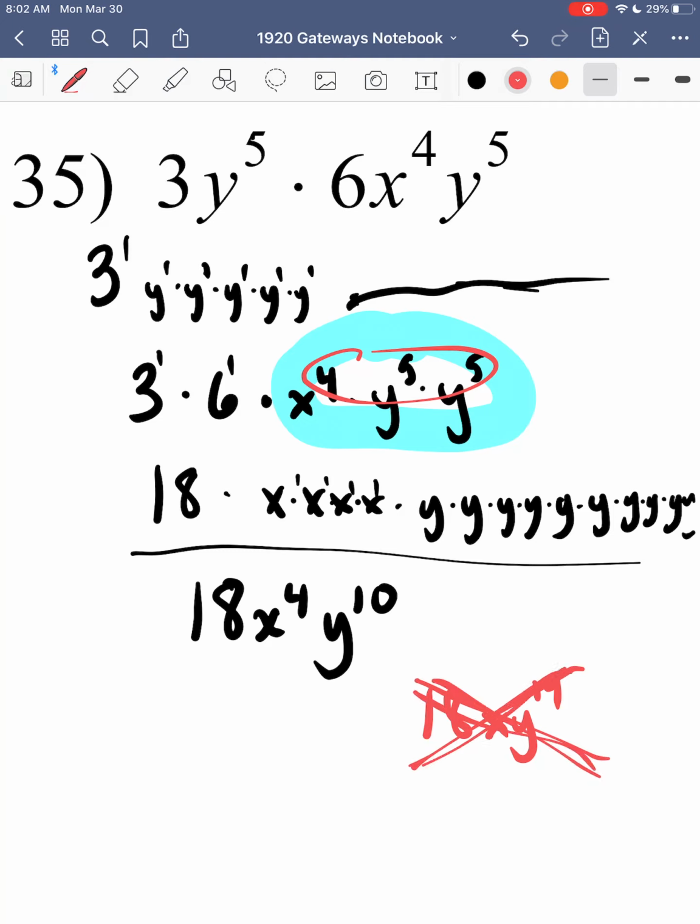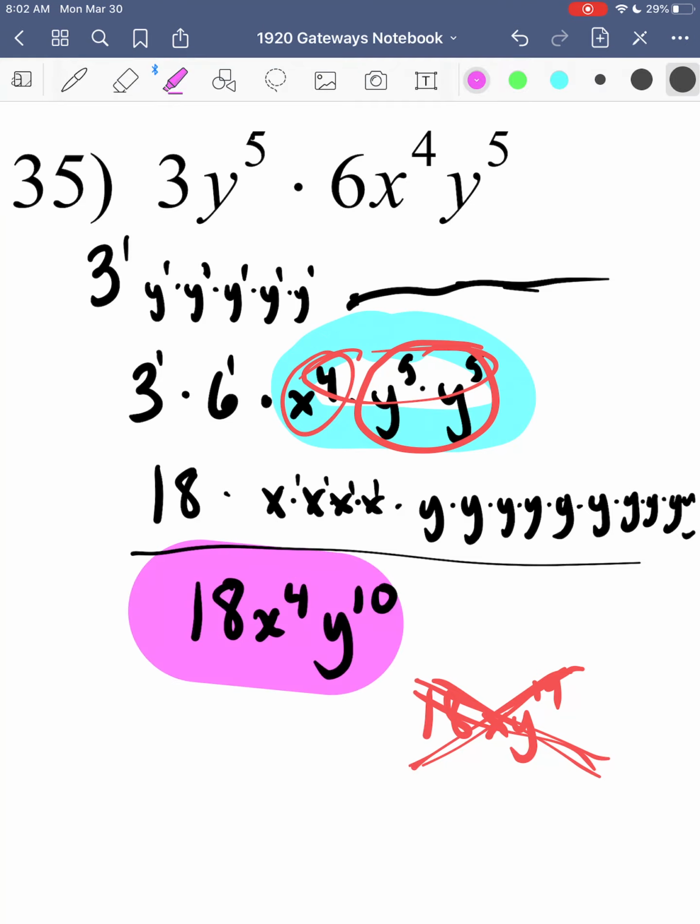Great. And no, that's not at all what we want, because you're just counting. You're literally just counting. How many x's do we have? 4, x to the 4th. How many y's do we have? Well, 10, y to the 10th. So that's why this here is your winner. Hope this helps.